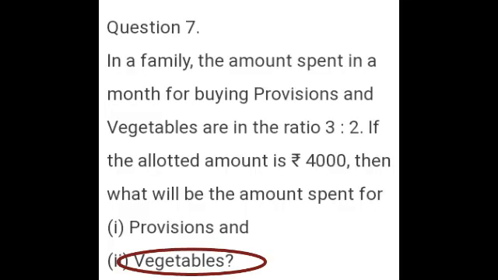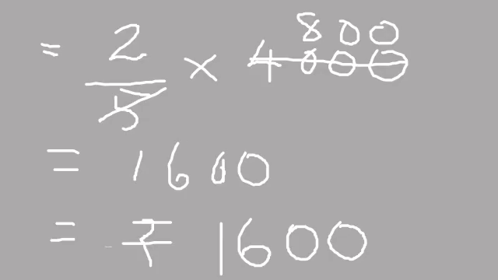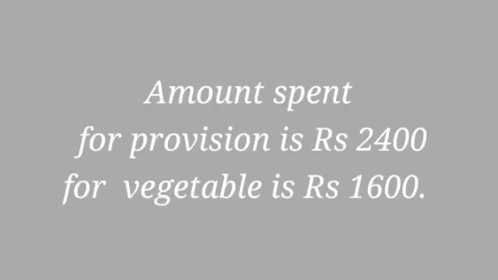Now we can find out for vegetables. That means 2 divided by 5 into 4,000. With the help of the 5 table, while dividing 4,000, we get 800. So now 2 into 800 becomes 1,600. Therefore the amount spent for provisions is rupees 2,400 and the amount spent for vegetables is rupees 1,600.